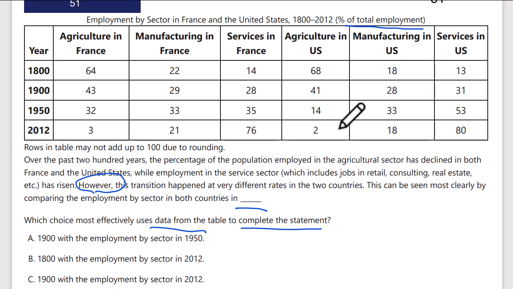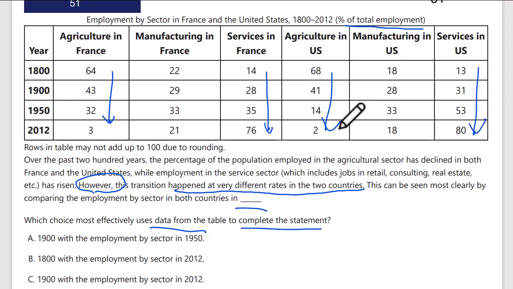This transition happened at very different rates in the two countries. Well, that's kind of odd because it looks like they happened at very similar rates. We went from 64 to 3, 68 to 2, went from low double digit to 14 to 76, 13 to 80.